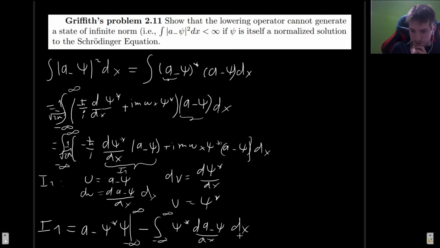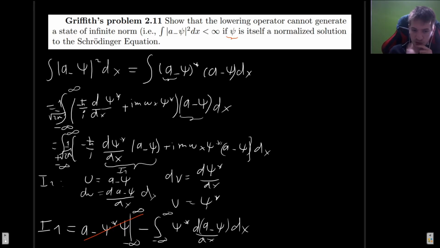Okay, so this term right here is 0 because both psi and psi conjugate are 0 at infinity and at minus infinity, because our wave has to be normalized, right? So if this psi is itself normalized, then at both infinity and minus infinity, it will have to be 0. If you don't understand that, then go back a few videos where we talk about normalization, and we made a little sketch so that it can be a bit clearer. And what we are left then with is this I1 right here.